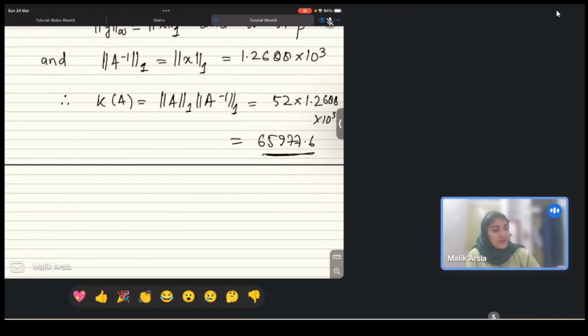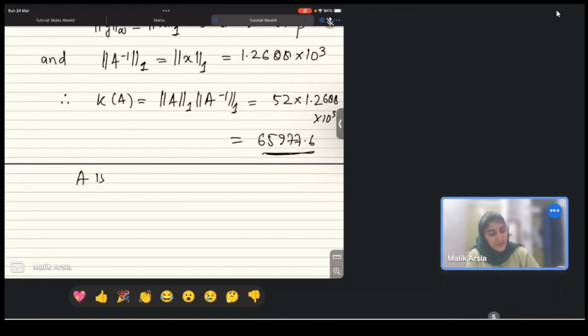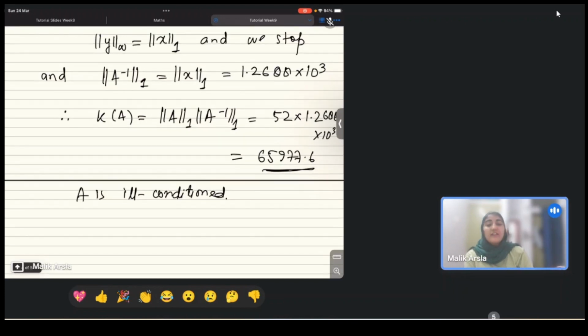So from here we can say that A is ill conditioned, right? So you have already done a lot of questions on conditioning of matrices. And you can see that the condition number is very huge. So this is an ill conditioned matrix. Okay, fine till here.